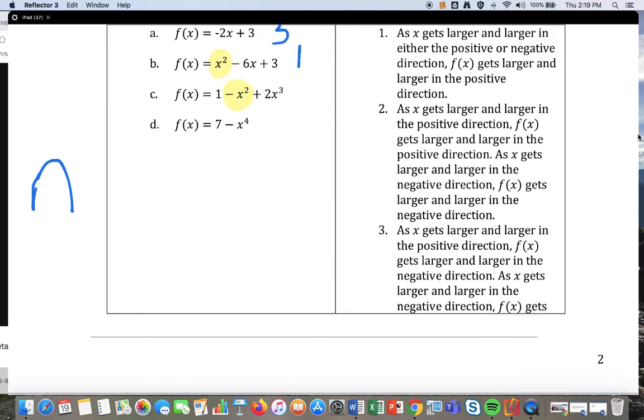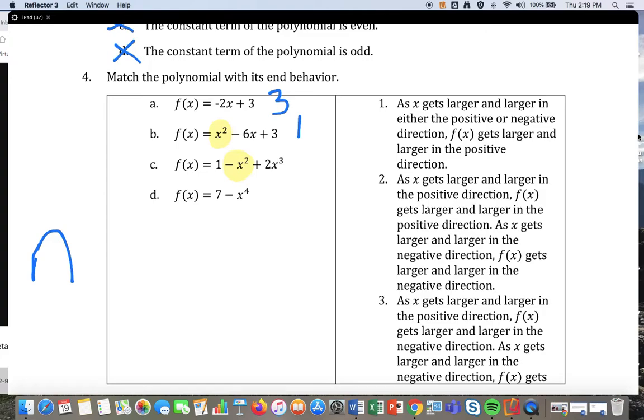Oh, I didn't see that cube term out there. This is my leading term. So this one is going to look like that. As x gets large positively, my x cubed will get large positively. And as x gets large in the negative direction, f of x, x cubed, will get very large negatively. So this would be best described by statement 2.